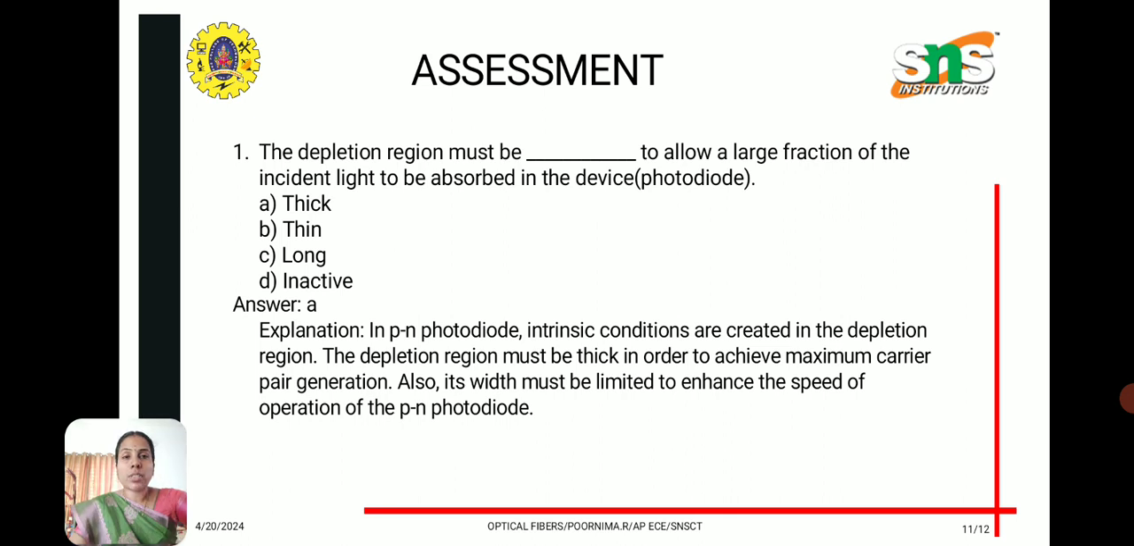Now some assessment. First question: the depletion region must be dash to allow a large fraction of the incident light to be absorbed in the device, for example a photodiode. The options are thick, thin, long, and inactive. The answer is the first one, thick. In a PN photodiode, the intrinsic conditions are created in the depletion region, so the depletion region must be thick in order to achieve maximum carrier pair generation. So the answer is A.